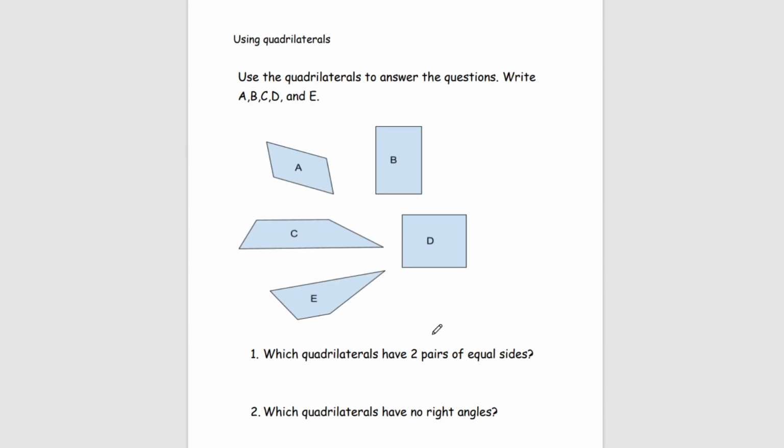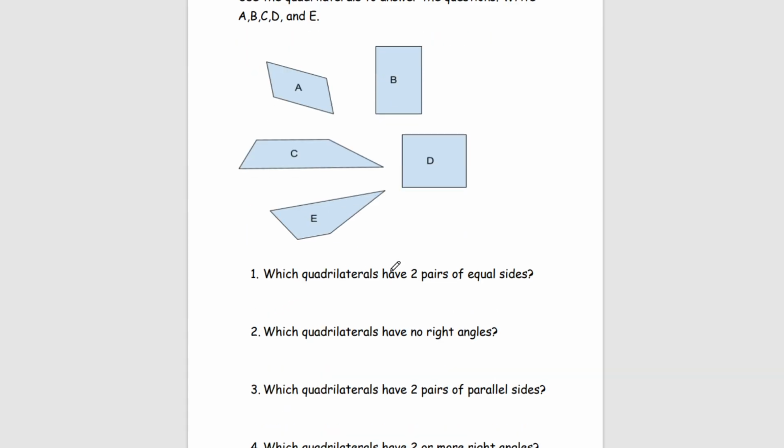Now, for this page, we'll be using quadrilaterals to answer the question. Number one asks, which quadrilaterals have two pairs of equal sides? Well, we can see that A has two pairs right here, so that's A. B also has two pairs, so write B. C only has zero pairs actually, because all sides are different. D has two pairs of equal sides, so we'll write D. I mistakenly wrote C, so let me replace it. That'll be our final one, because E has all different sides.